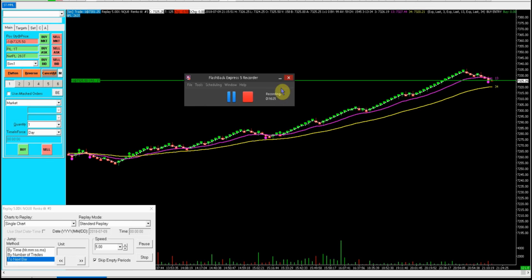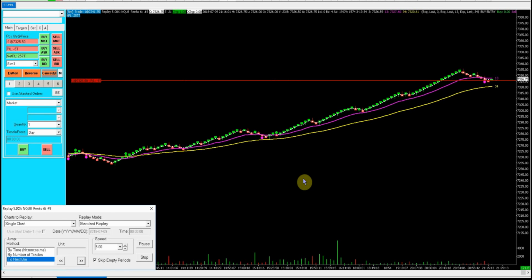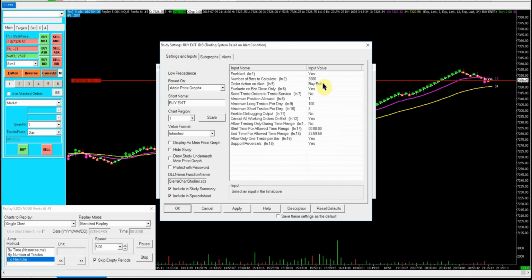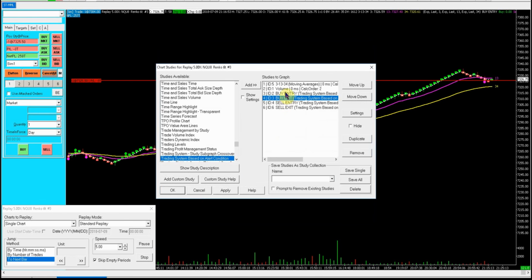Okay, I found out what it was. Sorry, guys. I'll show you here on the chart. In Studies Windows, for the buy exit, you have to enable it, and enabled, yes. So all four of these have got to be set up correctly and enabled, and of course I didn't have them. So now I'm in a short position.